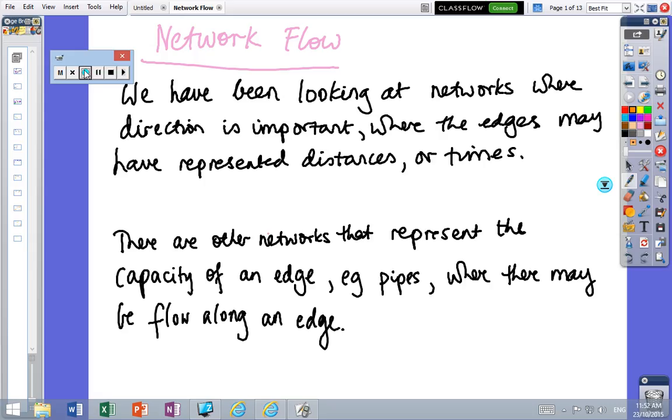Okay, we're looking at network flows. This is one of the last topics we're studying, and we've been looking at networks already where direction is important and the edges may have distances or times that we might have to consider as part of a question. So there's other sort of networks where we've got the capacity of the edge, like for instance pipes where they might be delivering water along an edge. So copy that down, and when you're ready, flick to the next slide.